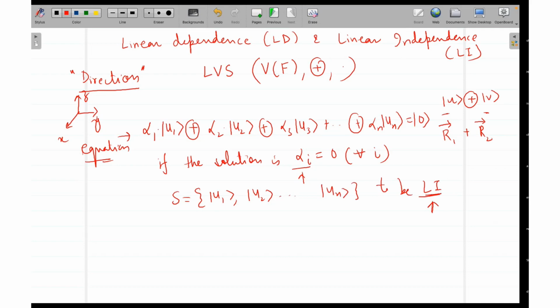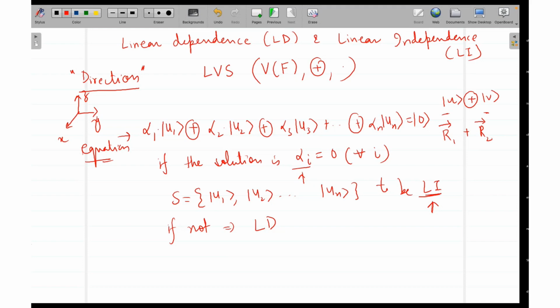On the other hand, if even one of the alpha i is not equal to 0, then that set is called linearly dependent. So we have a set of vectors which are following certain rules, which we already know since it's a linear vector space. Now we talk about whether these vectors we are considering are linearly independent or linearly dependent. I will tell you the reason why we will do that.